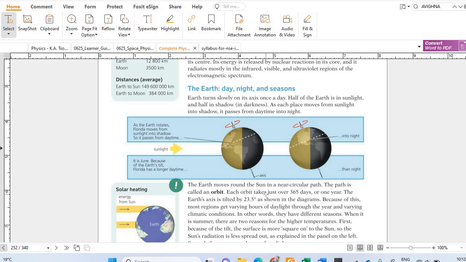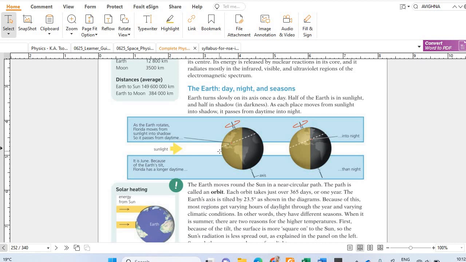So always one half has night, the other half has day. And as the Earth completes one rotation in 24 hours, the sides having day and night swap every 12 hours. So that's how you get day and night.